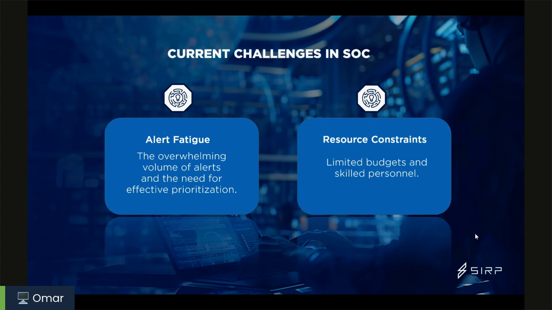The second challenge that SOC teams are facing is many SOCs operate with limited budgets and shortage of skilled personnel. Now, the cybersecurity skill gap is a well documented issue. It's difficult to find and even more difficult to retain qualified analysts. These budget constraints can limit the ability of SOCs to operate effectively. And this challenge demands the need of prioritization for critical security activities.